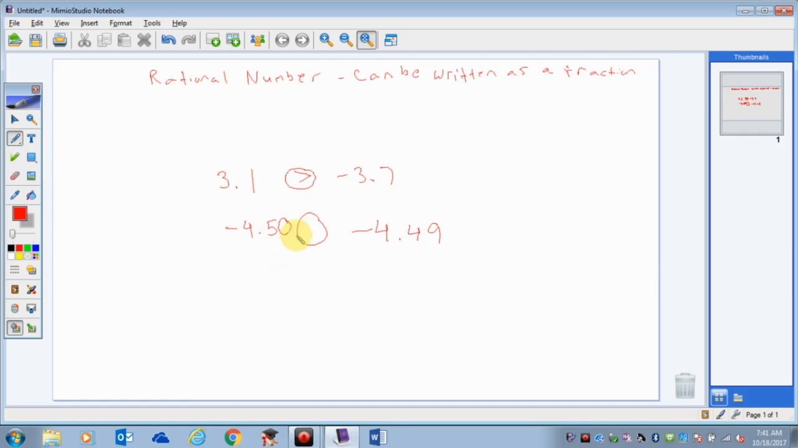So if you were digging a hole and your measurement was negative 4.5 feet, and then you dig another hole and it's negative 4.49, this one will be a little bit deeper. So it's a little bit less, a little bit further below 0. So for this answer, negative 4.49 would be greater than negative 4.50 because it would be just to the right of it on the number line. If it's to the right on the number line, that means it's greater. To the left, it's less.